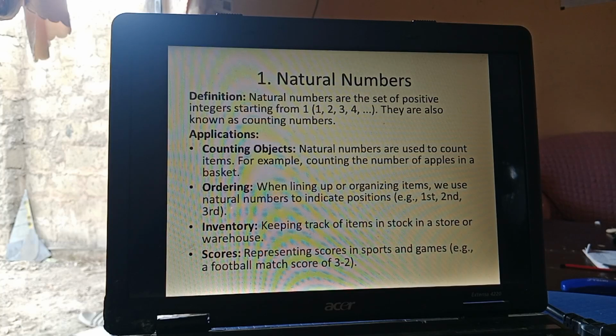Natural numbers. The definition is that natural numbers are the set of positive integers starting from 1. They are also known as counting numbers. All positive numbers, because there are two types of integers, negative and positive integers, are known as natural numbers. And they start with 1.